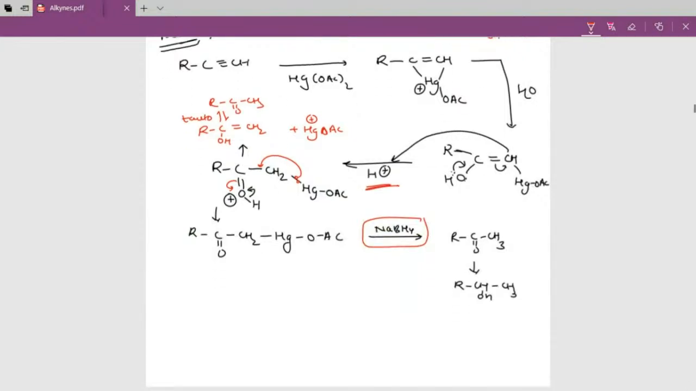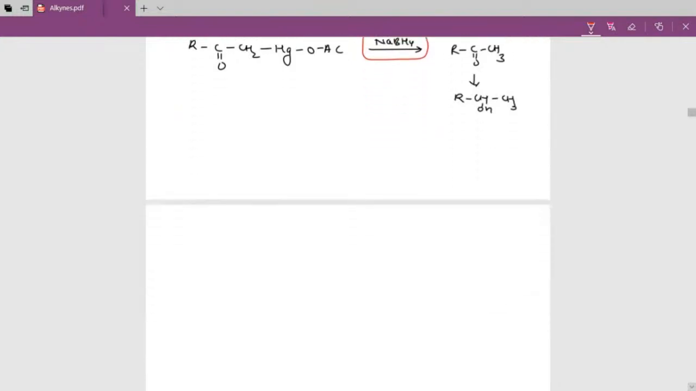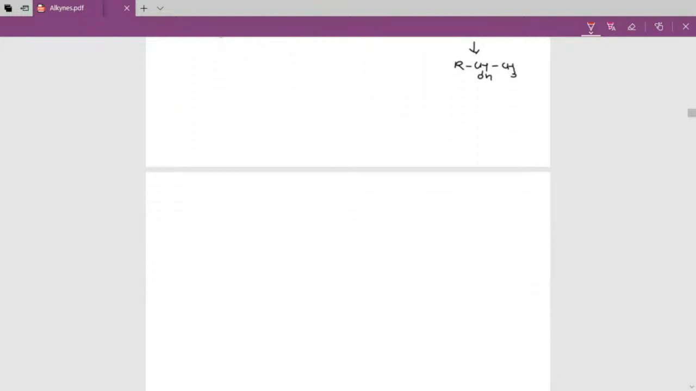In case of alkenes, NaBH4 is a compulsion that should be given. But in case of alkynes, you may have a condition where only HgOAc twice, and the second step could be H2SO4 only. No need for NaBH4. Okay, is that absolutely clear? Now let us move to our next reaction.